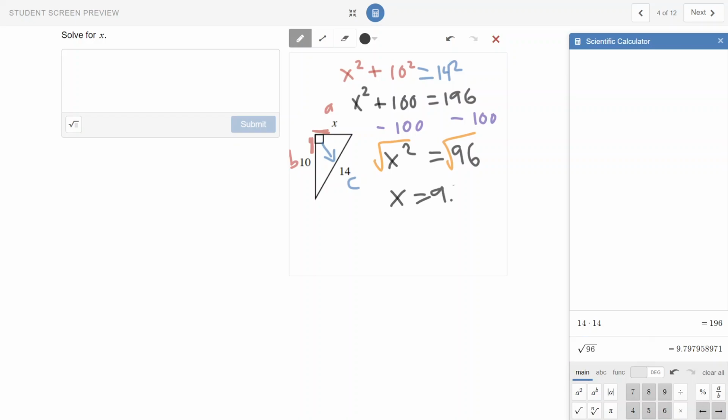Why would it not be 9.7? Well, the number after the 7 is a 9. That's 5 or bigger, so when we round it, we round that up. I'm going to make this a squiggly for approximately equals. The exact answer is just the square root of 96. All right, let's move along here.